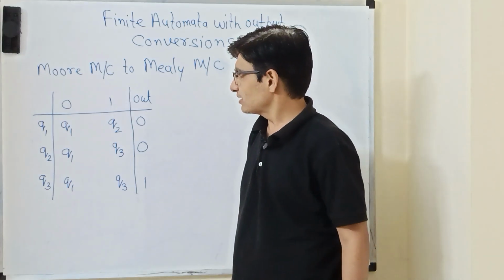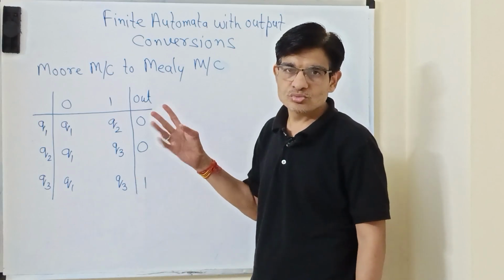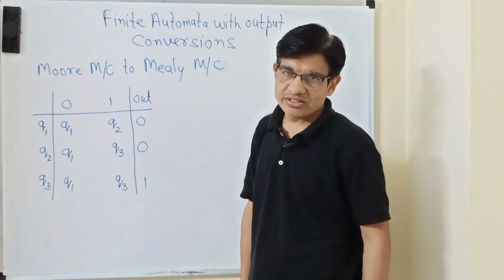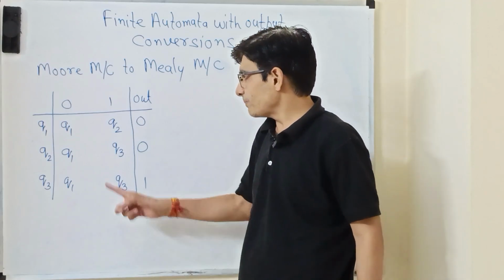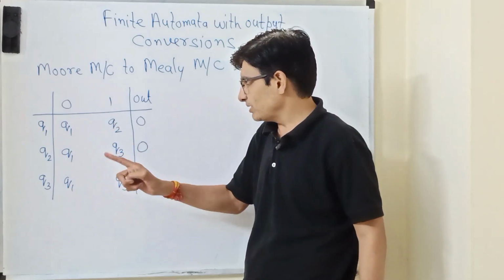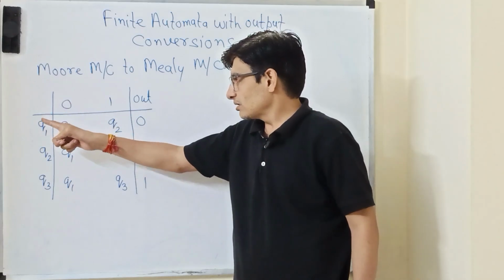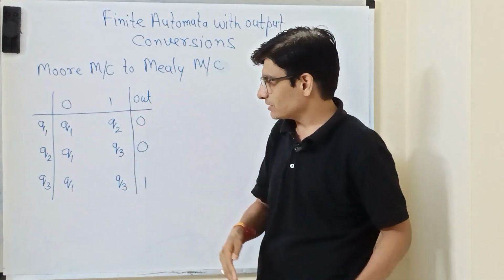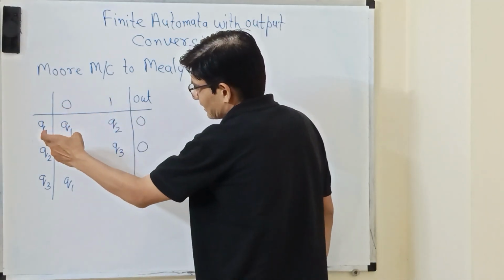So first we will see these two types of conversion one by one, and we will start with the Moore machine to Mealy machine conversion. So I have taken one example Moore machine here. As this is a Moore machine, output would be associated with each state. So you can see here, friends, these are the input symbols and these are the states.